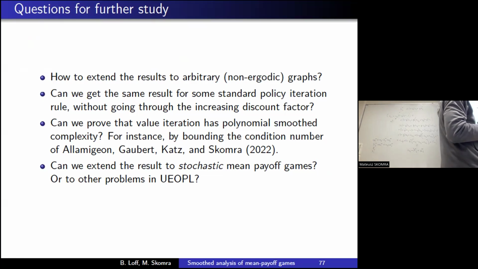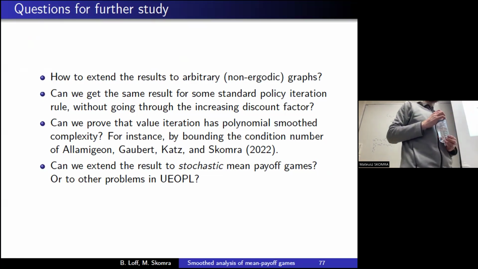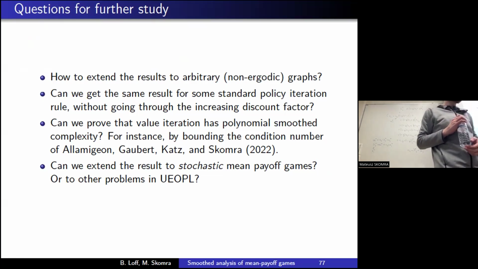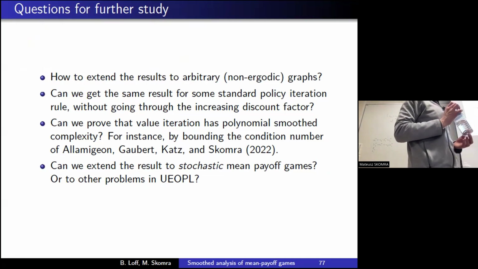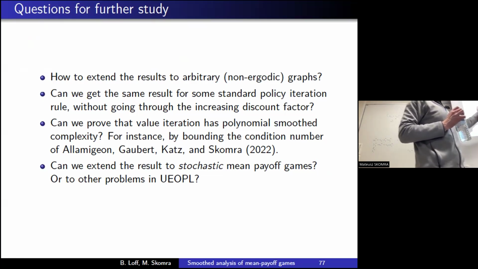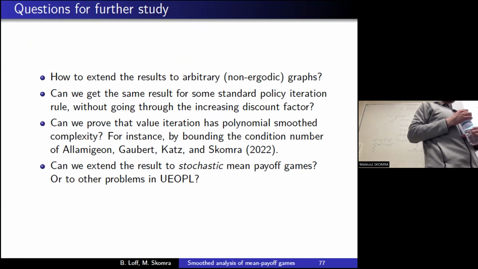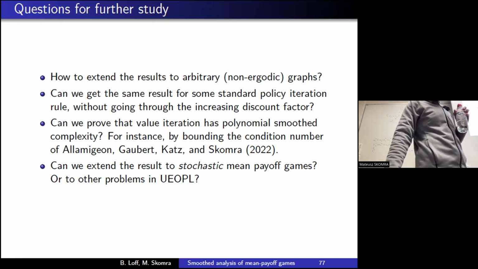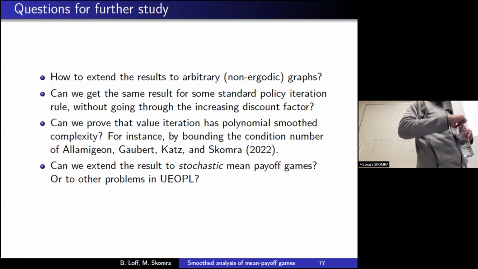So that's the second question. But the first question is about value iteration, right? I told you that there is some condition number for this value iteration, but we don't know if it's nicely bounded for random games. And there is also this class of stochastic mean-payoff games, so maybe we can prove something for that, or for two other problems in this TFNP class. Okay, so that really was the last slide. Okay, thanks.